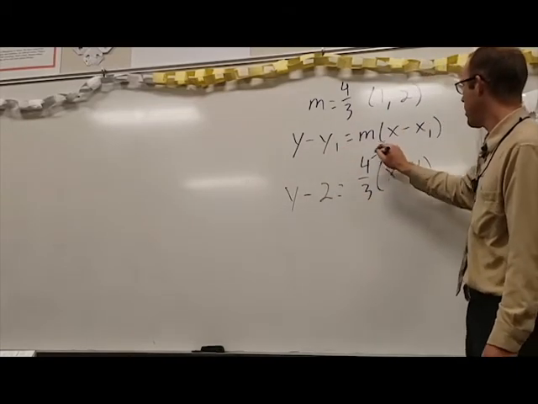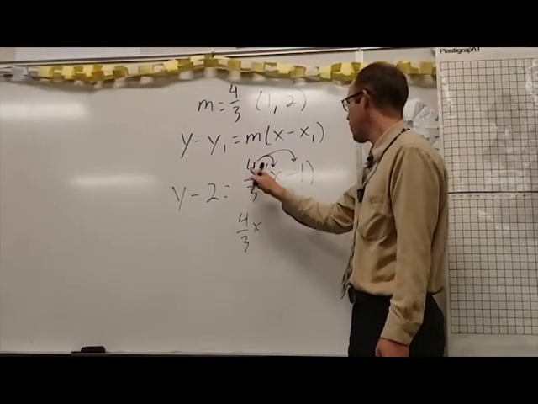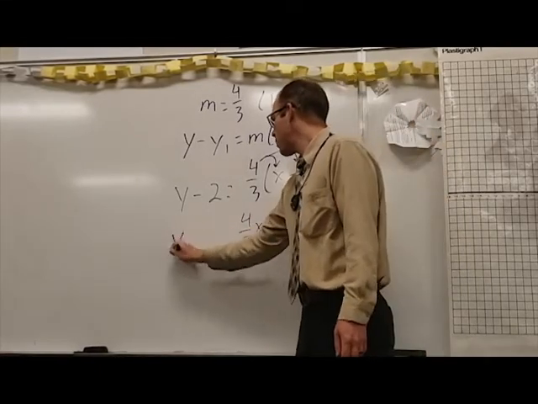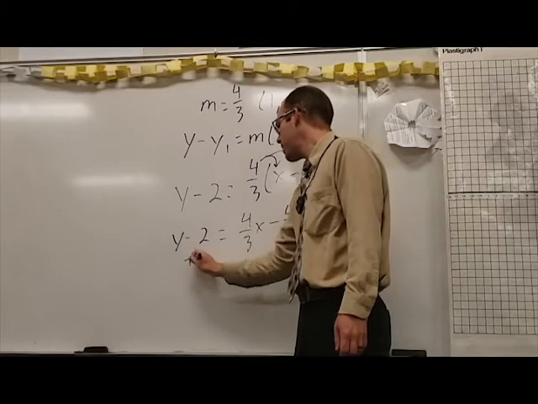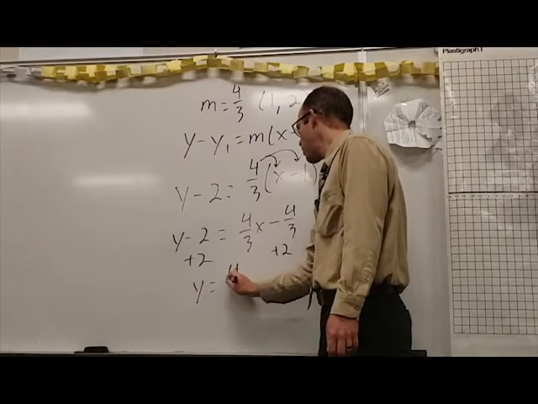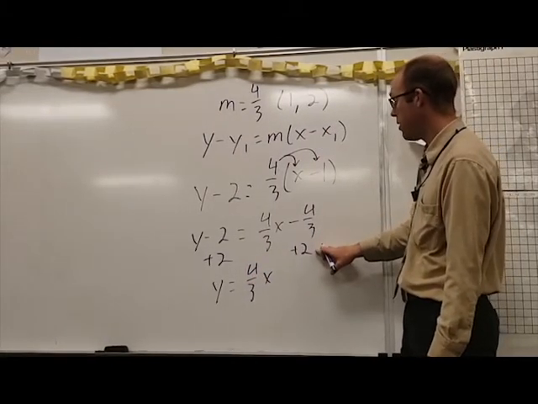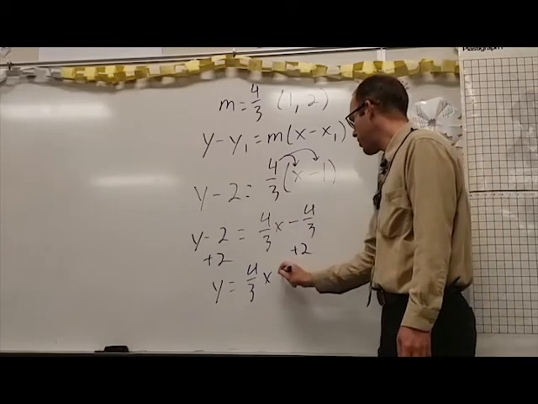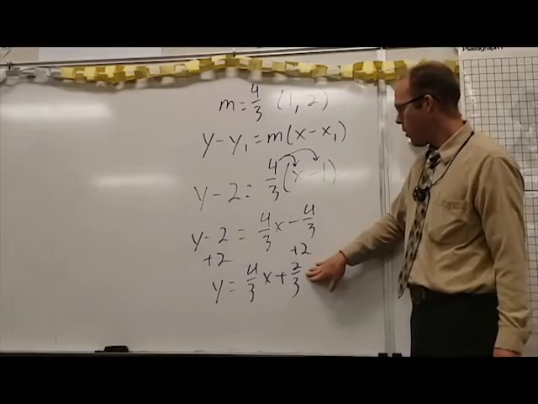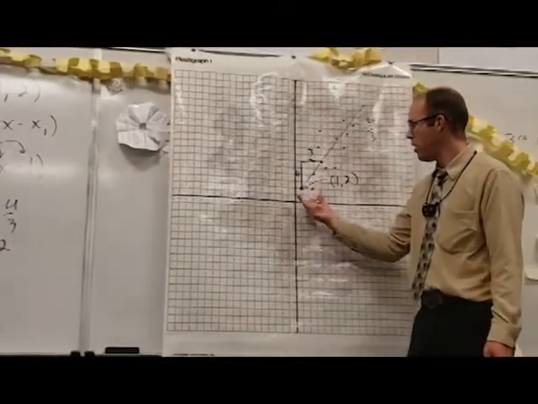Let's simplify this. So we get 4/3 times x is 4/3 x. 4/3 times -1 is -4/3. Still have the y minus 2 over on this side. Let's add 2 over to the other side. We get y equals 4/3 x, -4/3 plus 2, 2 is 6/3, so that would give us a positive 2/3. So our y-intercept ends up being positive 2/3, which would be difficult to see on this graph.